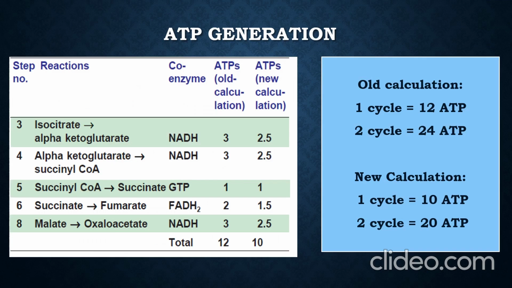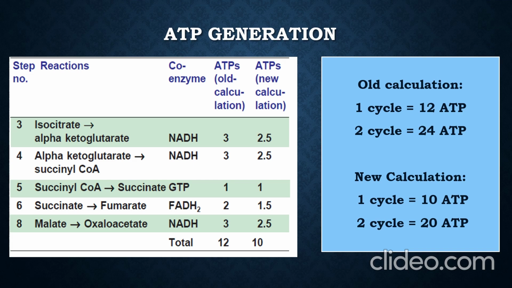Now let's see the ATP generation in Krebs cycle. As per the old calculation, we already know that one NADH molecule will produce 3 ATP molecules. So 3 NADH will produce 9 ATP molecules. Next, 1 GTP is produced, which is equivalent to 1 ATP, and 1 FADH2 will give rise to 2 ATP molecules. So totally 12 ATP molecules are generated in one cycle. As we know that one glucose molecule breaks down into 2 pyruvate molecules, which eventually go into 2 separate Krebs cycles. So on the whole, 24 ATP molecules are generated as per the old calculation.